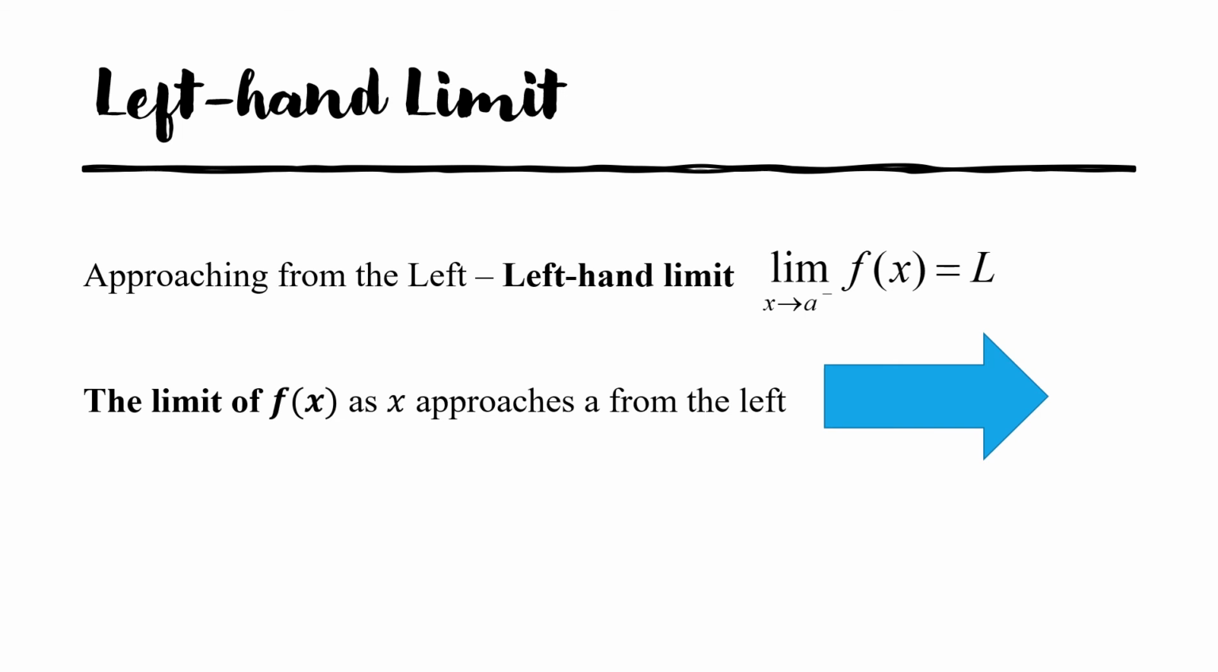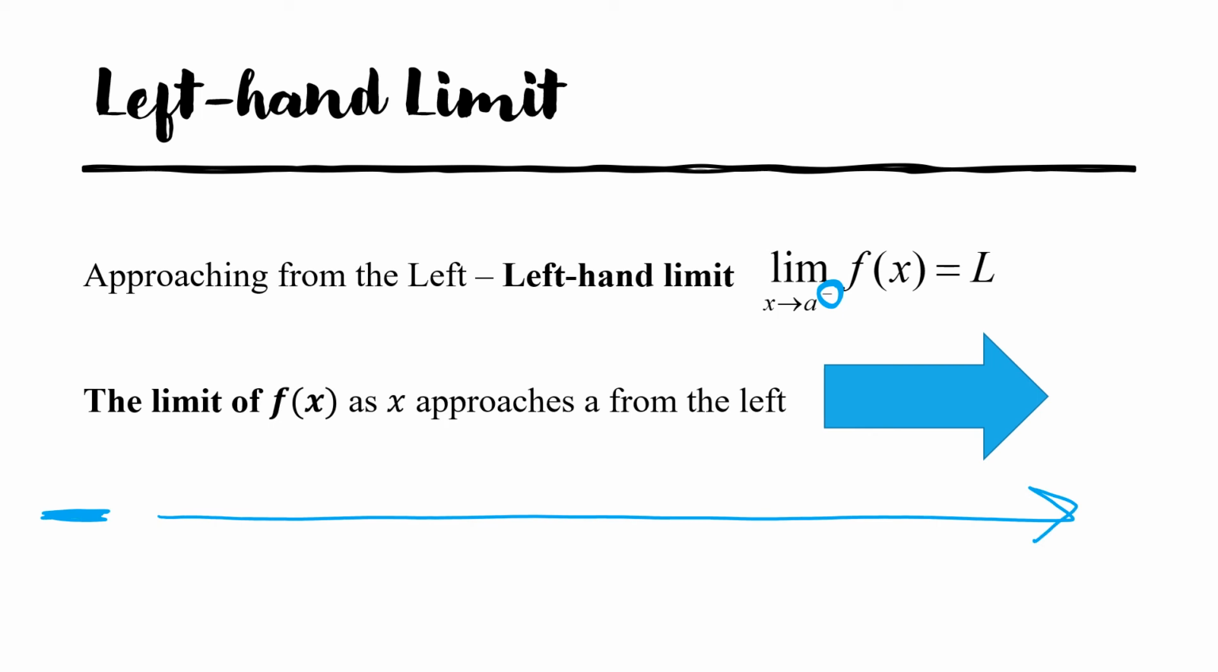We also have a left-hand limit. So the limit of f of x as x approaches a from the left. And this is denoted by having this little minus sign to the upper right of our a value. You want to be careful that you're not mistaking negative numbers and this notation for approaching from the left. So we're starting with numbers that are smaller than a, and then we're moving towards a. You want to be careful because a left-hand limit starts at your left hand and moves to the right.